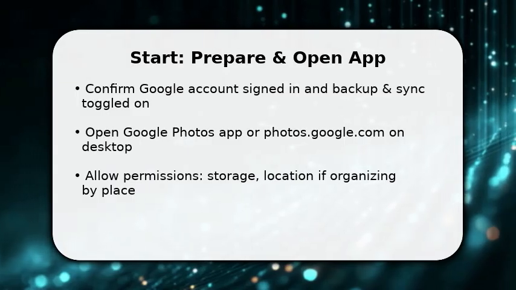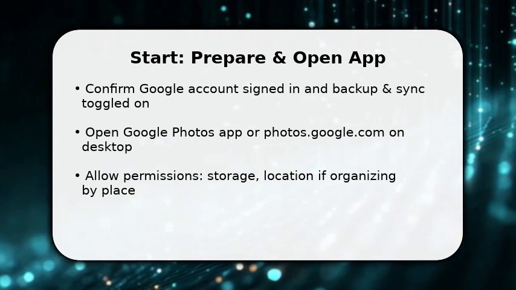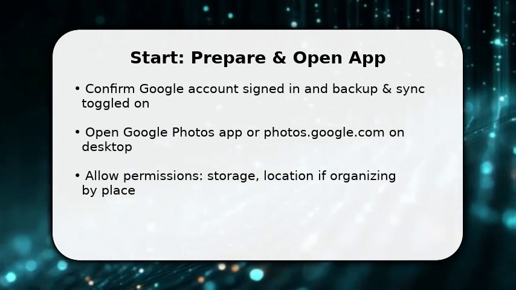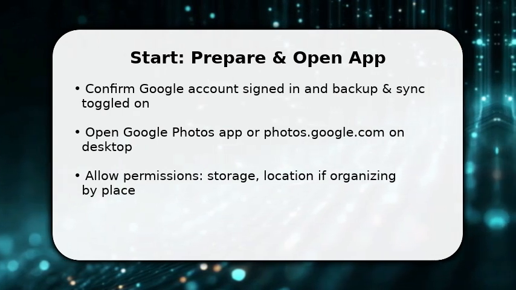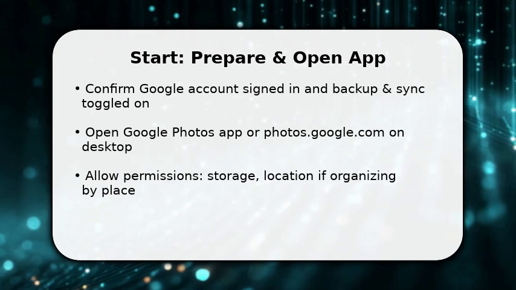You start by making sure your Google account is active and backup and sync is on so changes persist. Open the Photos app or go to photos.google.com. Once there, grant storage and location permissions if you plan to sort by place.